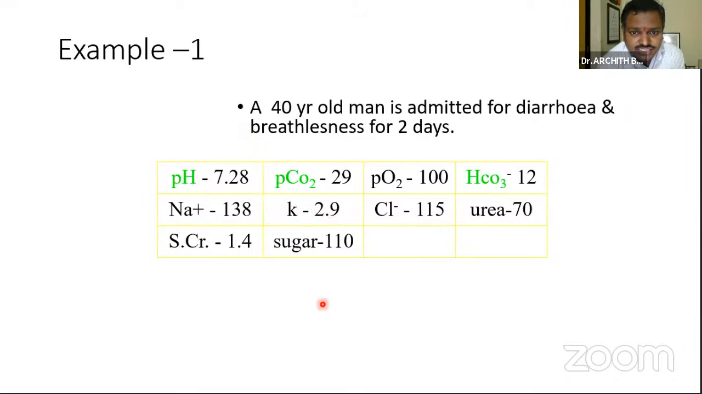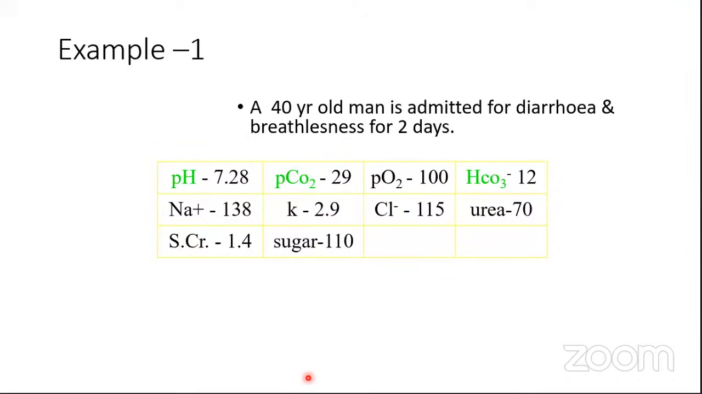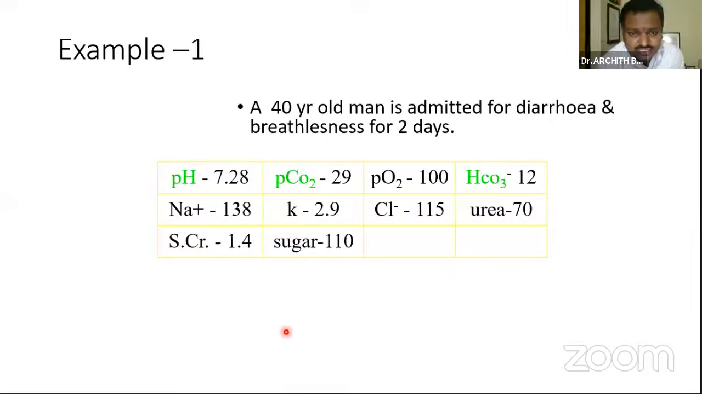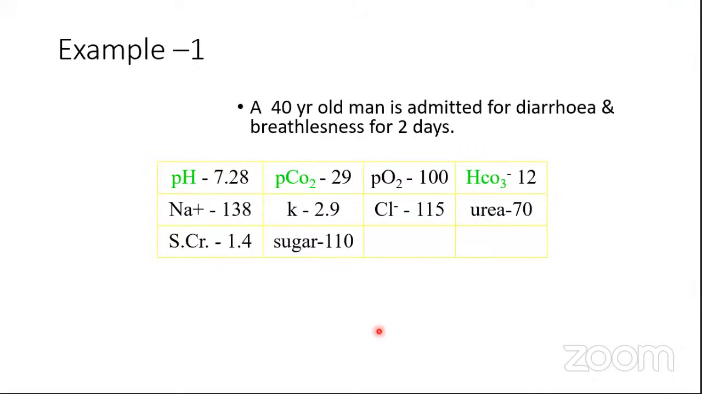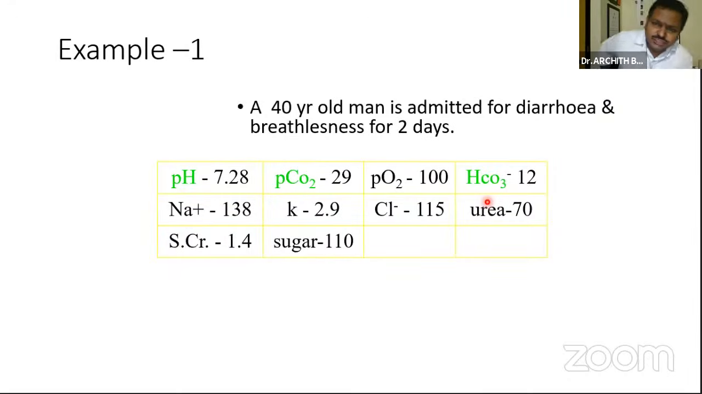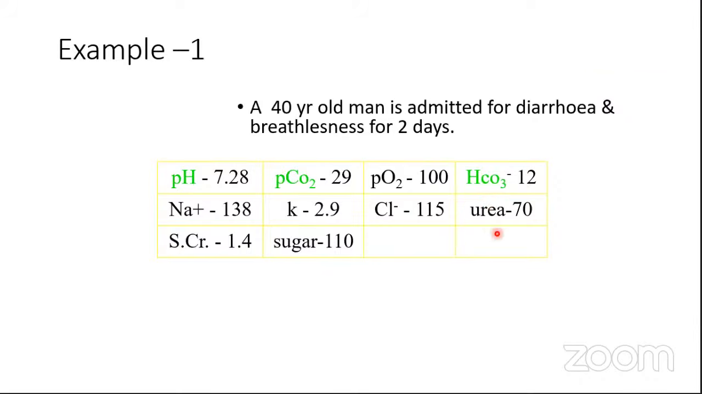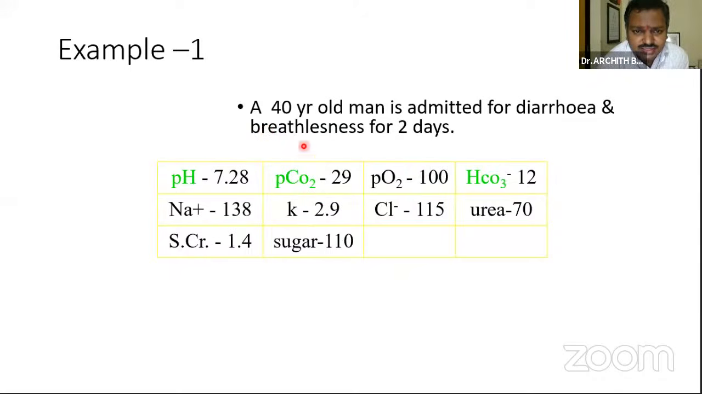What is the compensation that you would expect in this patient? No, it is compensated. Respiratory. You would want to see a respiratory alkalosis. What should have happened to the PCO2? It should have fallen. So normal PCO2, we know that it is around 40. It has come down to 29. So there is already a compensation, but it is not fully compensated because the pH is still low.